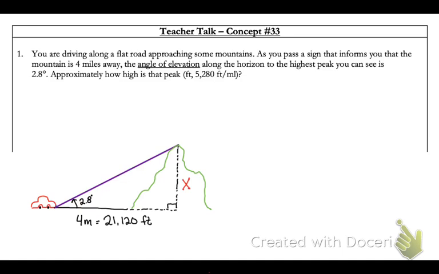Okay, so before we can solve, we have to think about what trig function we're using. Okay, so I always use SOHCAHTOA. When we have SOHCAHTOA, we have to look at the angle and what two sides we have in representation of that angle to figure out which function to use. So here we've got opposite and adjacent, so that tells us we're going to use tangent.